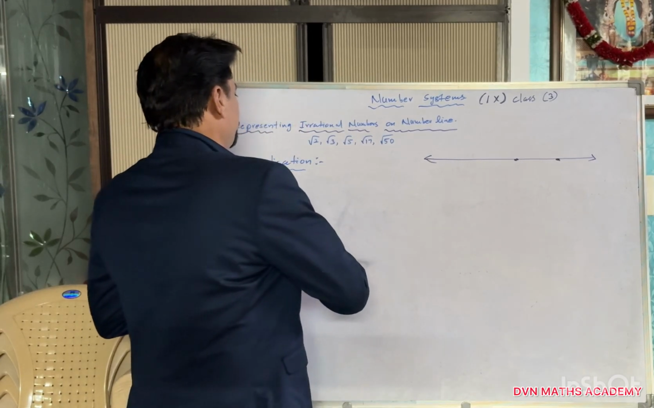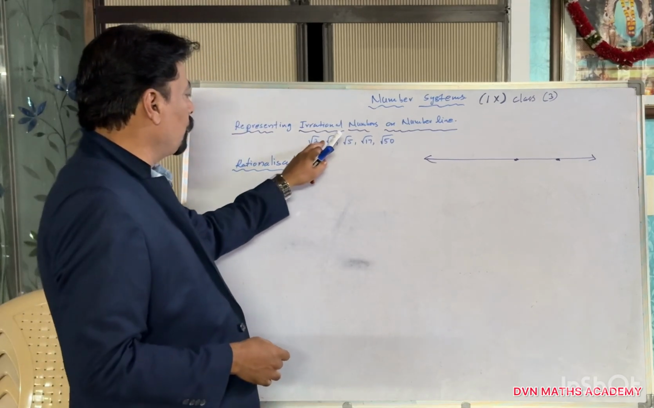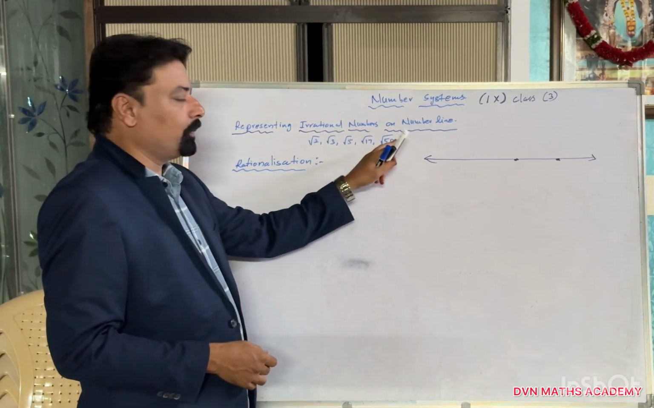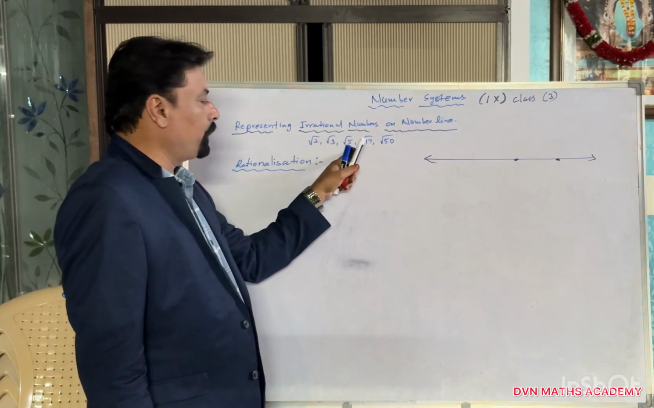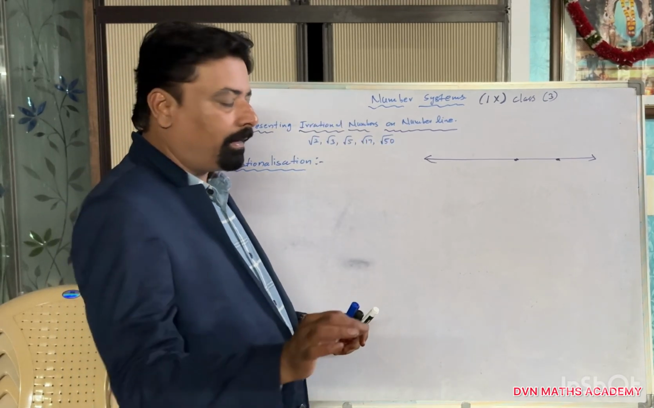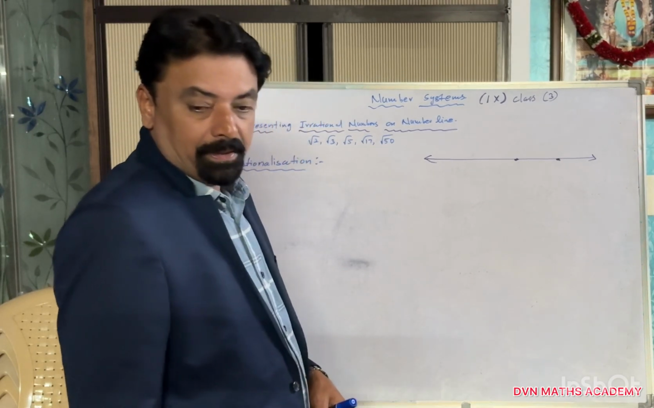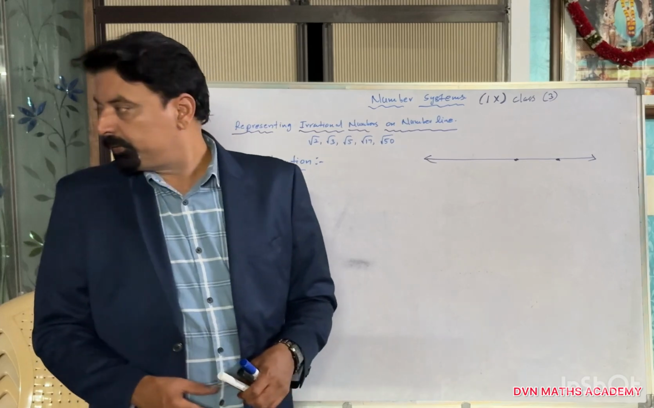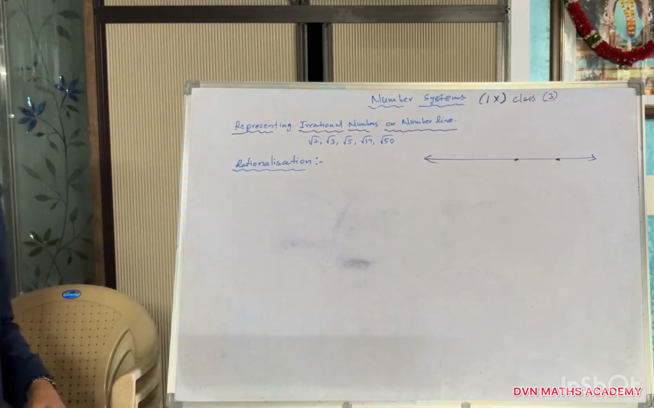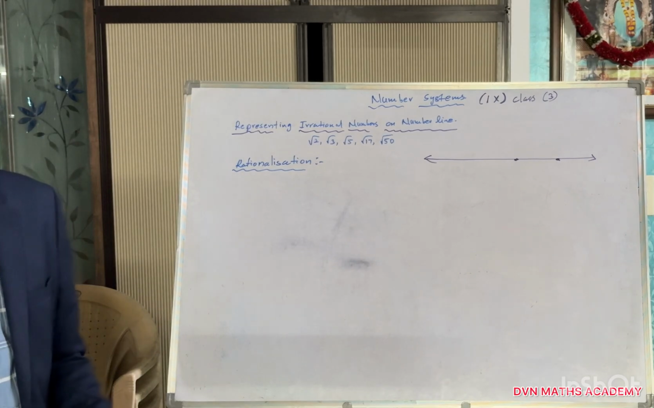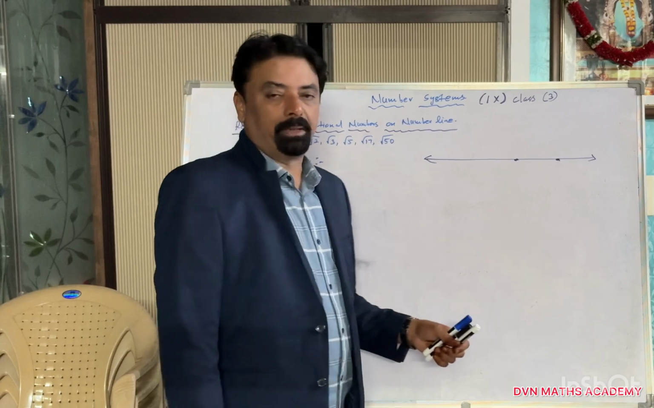Here I have taken some numbers: root 2, root 3, root 5, root 7, root 50. These are all non-perfect square numbers. Therefore, root 2, root 3, root 5, root 7, root 50 are all irrational numbers according to our definition. So now we are going to represent these irrational numbers on the number line.